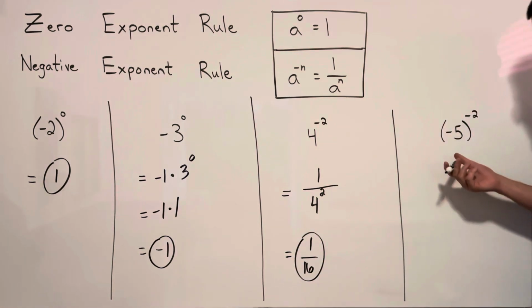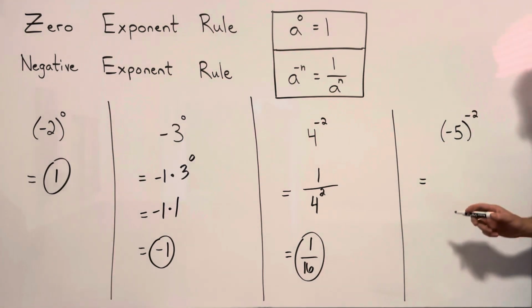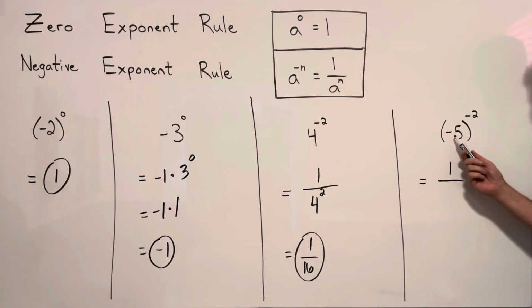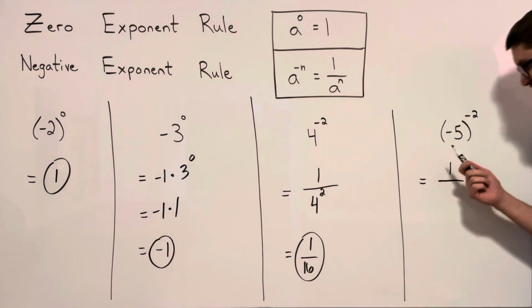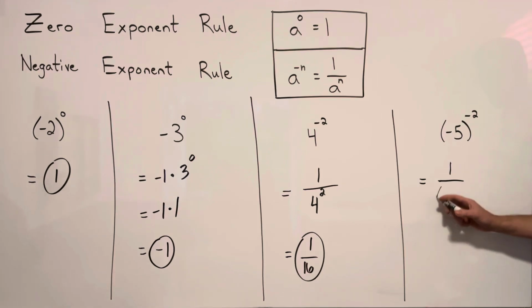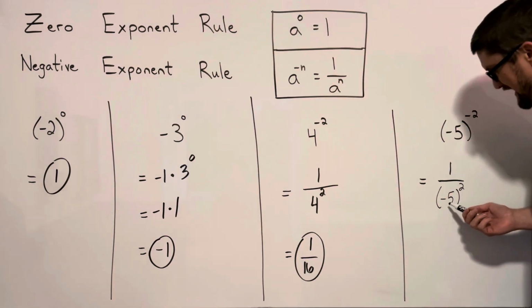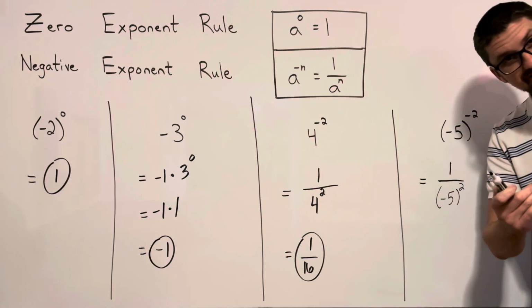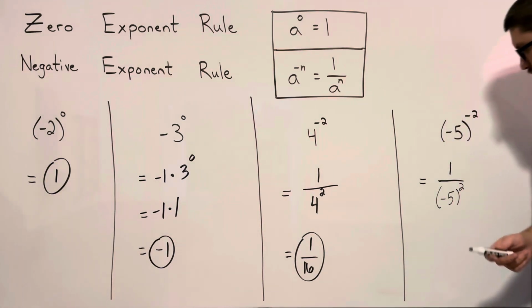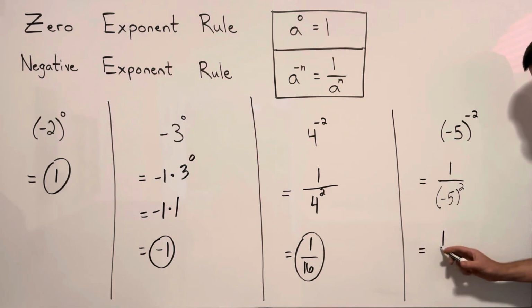And then this one, we do the same thing. We have a negative exponent. I'm going to write it as a fraction with 1 on top. This one has the negative on the 5 in parentheses. So this is going to come down also in parentheses. And you make the exponent positive. Negative 5 in parentheses squared is negative 5 times negative 5. That's a double negative, which will come out to positive 25. So this comes out to 1 over 25.